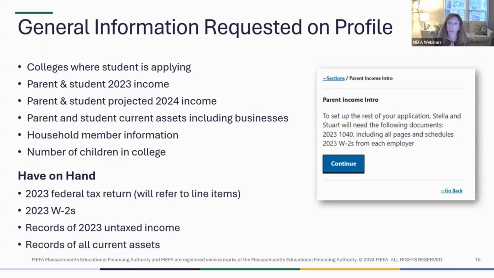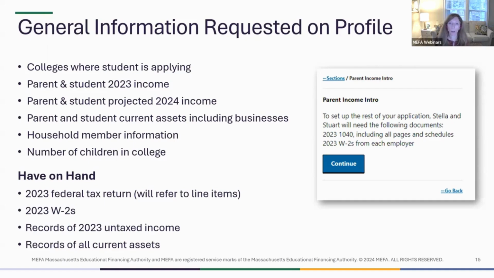It's going to ask for your current assets. So as of today, what are your assets? What's in your bank account? What do you have in stocks? What do you have in investments? And that includes any businesses, your business value. You're going to have to list your household members, who lives in your household, and then the number of children you have going to college.